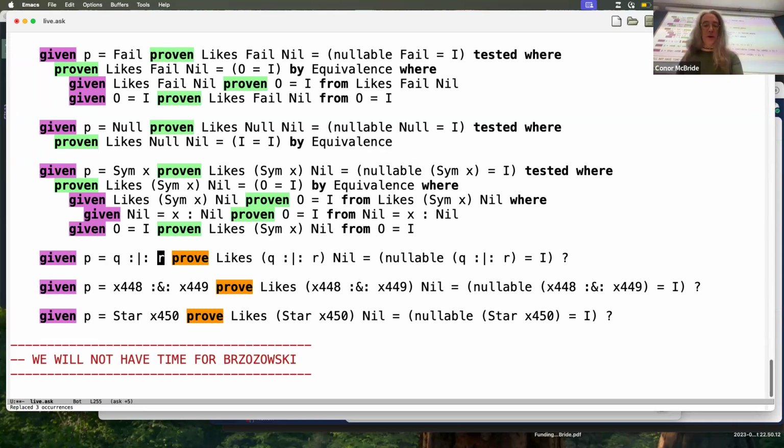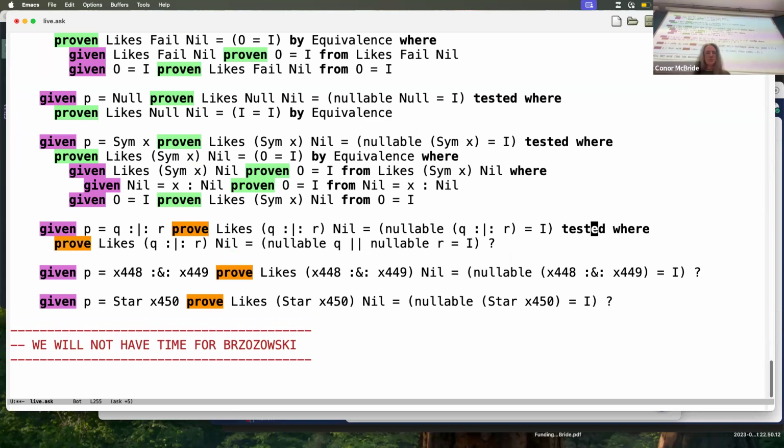Again, first step here is test. Actually, that I hope is a nice way to do this proof.